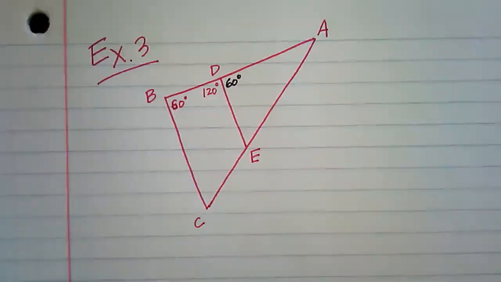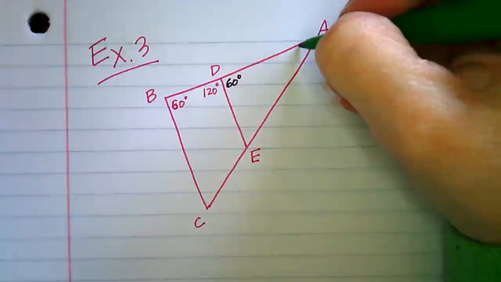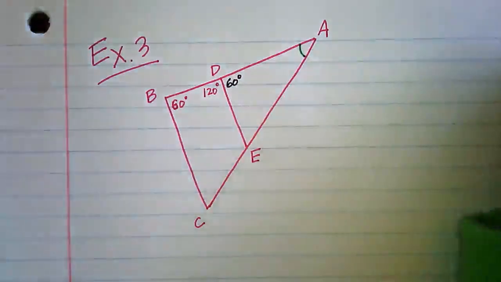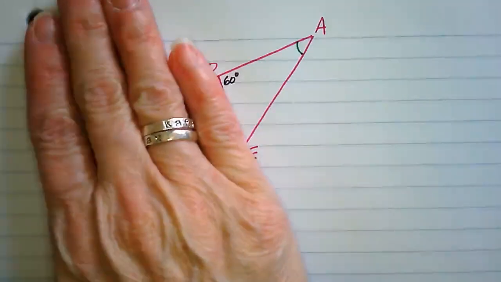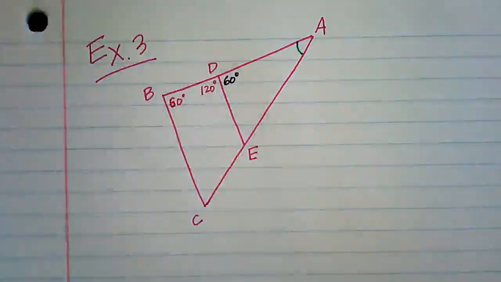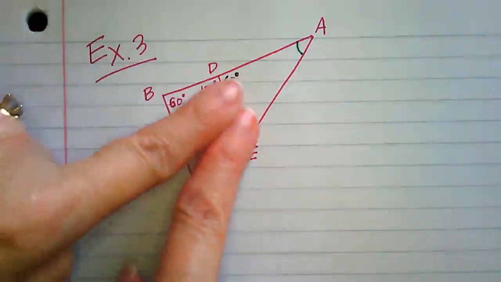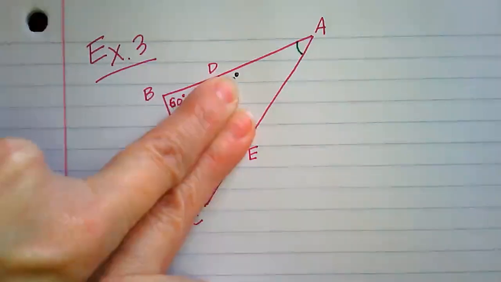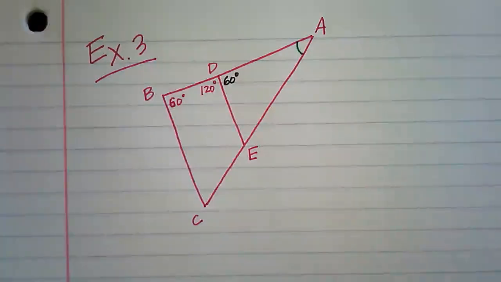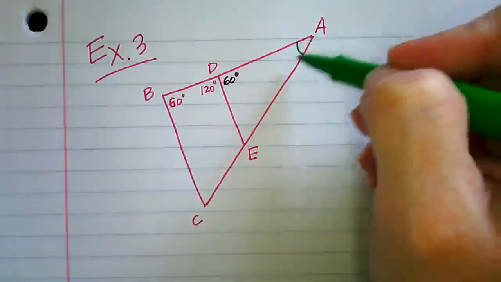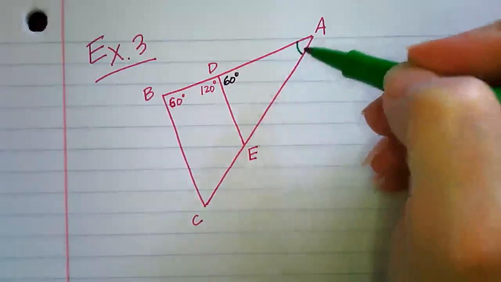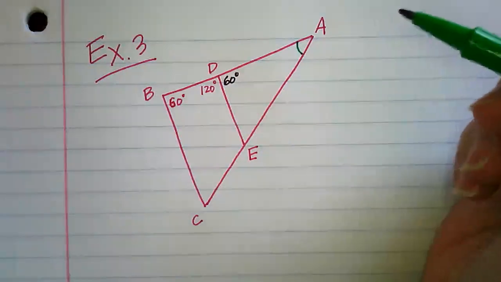Next up, I know that angle A appears in both triangles, because angle A is the top of the small triangle and angle A is the top of the big triangle. So even though I don't know what this measurement is, I know that angle A is going to be congruent to itself.